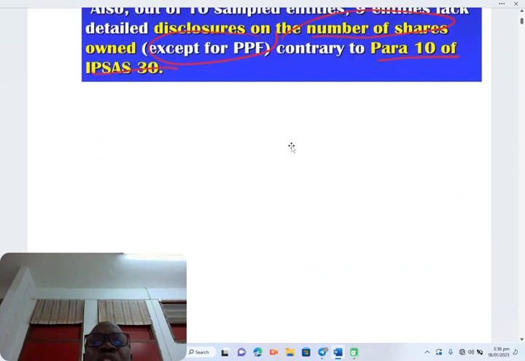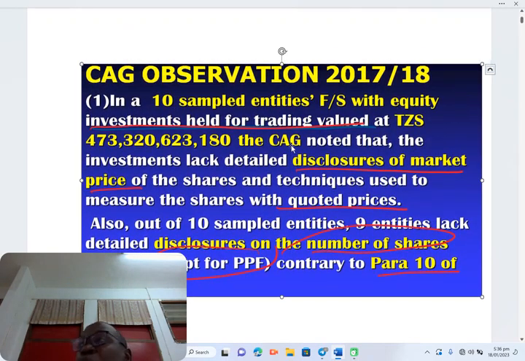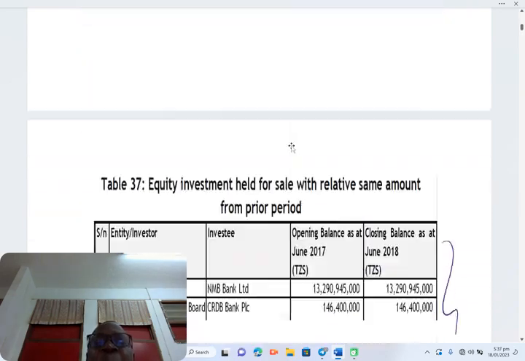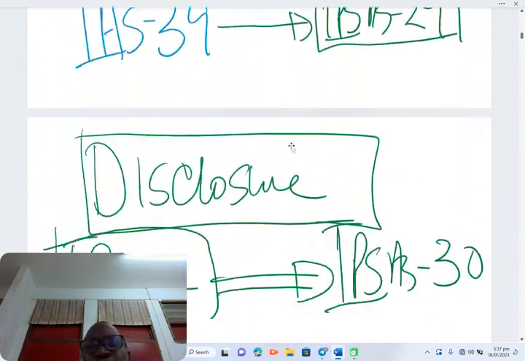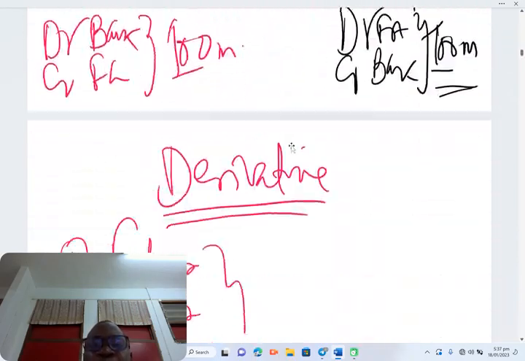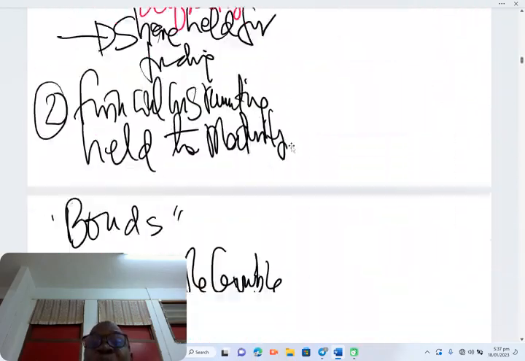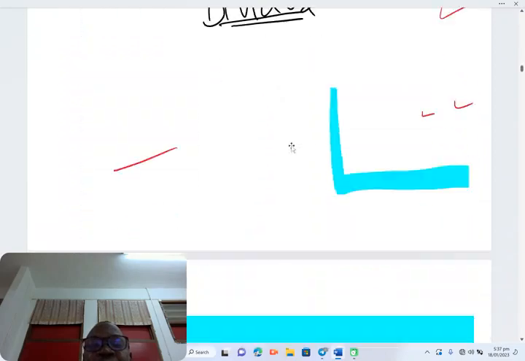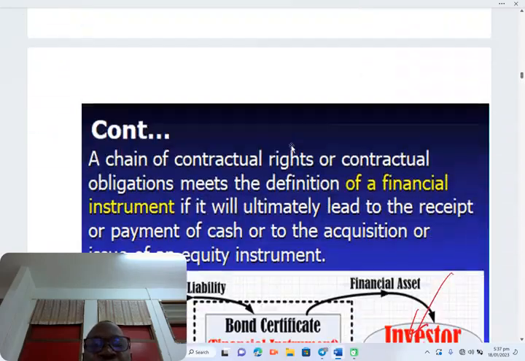We had a lot of discussion yesterday, but part of it was how the CAG is observing the audit report and what are the several issues to be observed during the queries. So, based on this as a summary, now I want to solve an example of how financial instruments can be reported in financial statements and how it will be responsible.